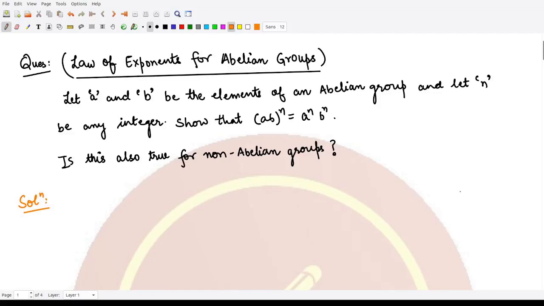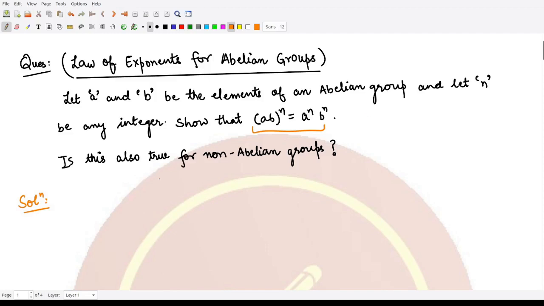In this video, we will be studying the law of exponents for abelian groups. This law tells us that if we have some abelian group and n is any integer, it could be any integer, plus, minus, it could also be 0, then we need to show that (ab)^n is equal to a^n b^n. This is basically the law of exponents, and we have to show that this is true for all abelian groups. That means we need to provide a proof for this.